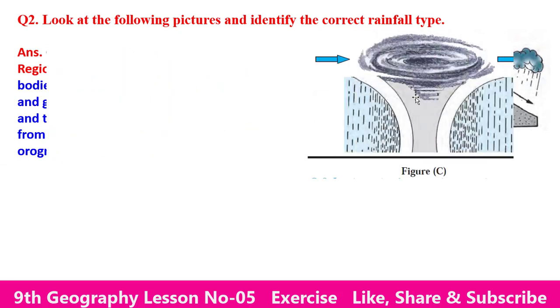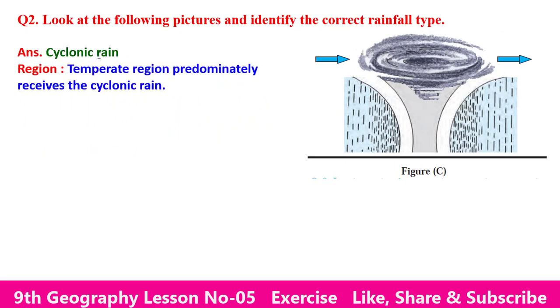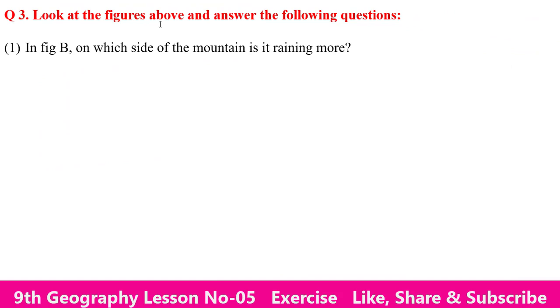Now next, figure C, and the answer is cyclonic rain. Reason: temperate regions predominantly receive the cyclonic rain. Now next question. Question number 3. Look at the figures above and answer the following questions.